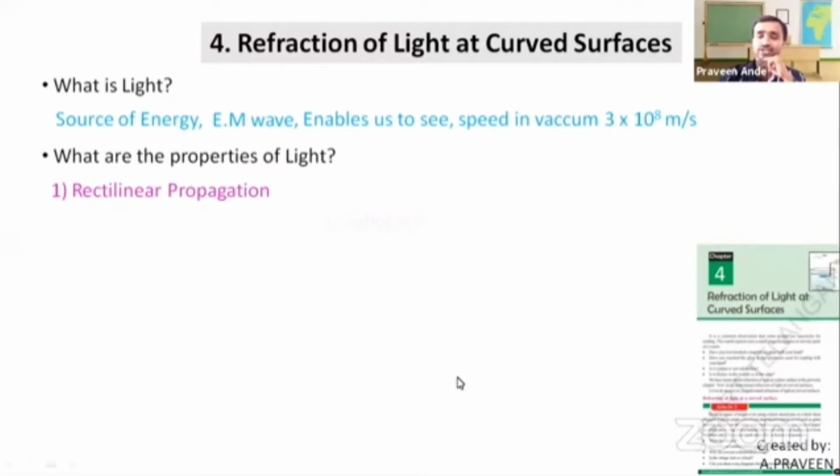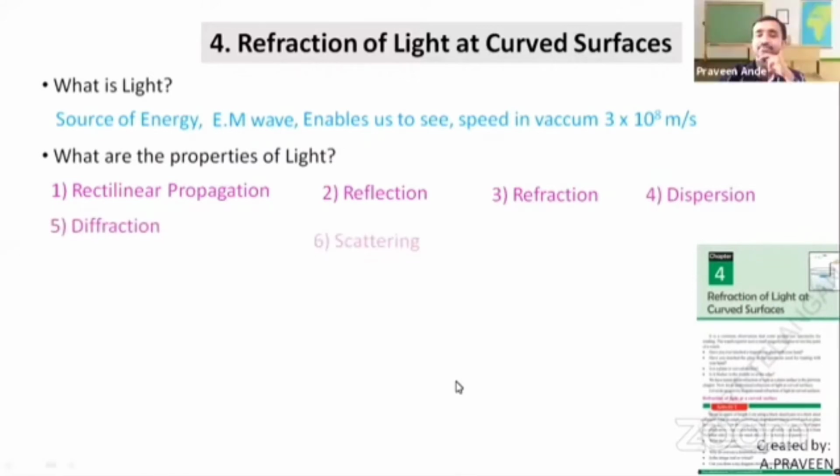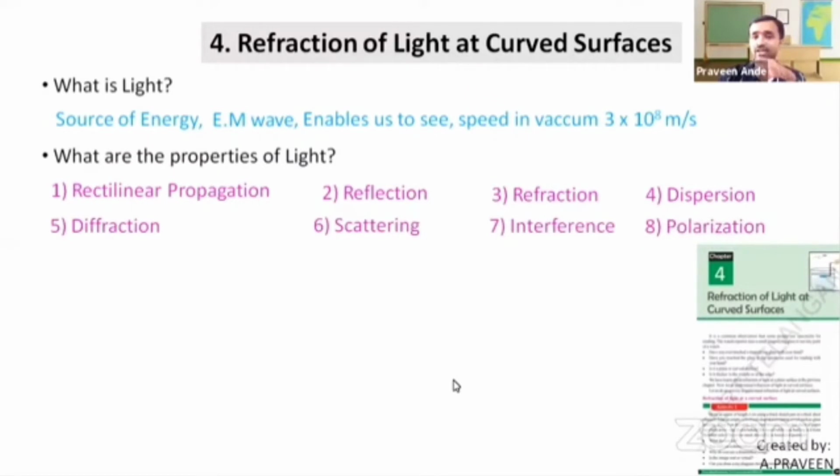Then reflection, refraction, dispersion, scattering, diffraction, interference, polarization. What you said, wavelength, is not a property of light; it is a parameter which we use in the wave. So 8 properties I have displayed here: rectilinear propagation of light, reflection, refraction, dispersion, diffraction, scattering, interference, and polarization.